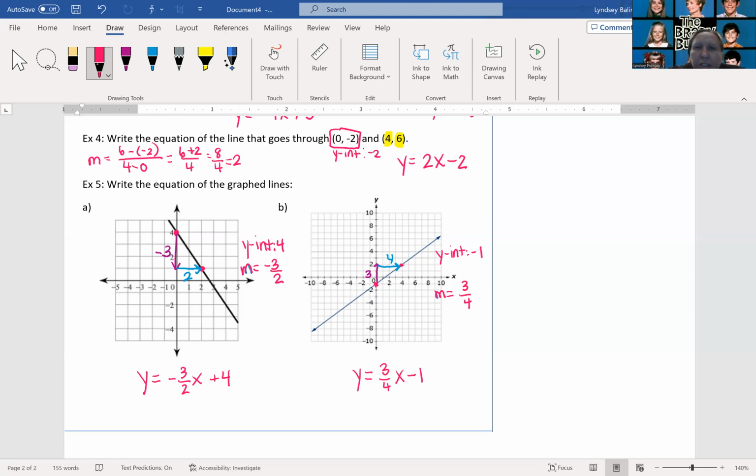So for all of these questions, figure out your slope, figure out your intercept. You just throw those numbers into an equation, and that's it.